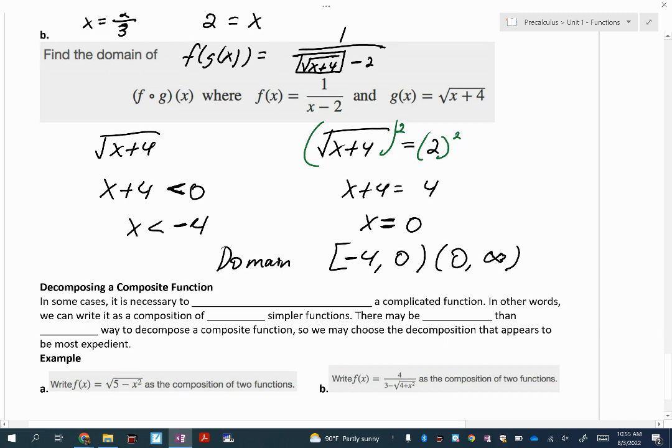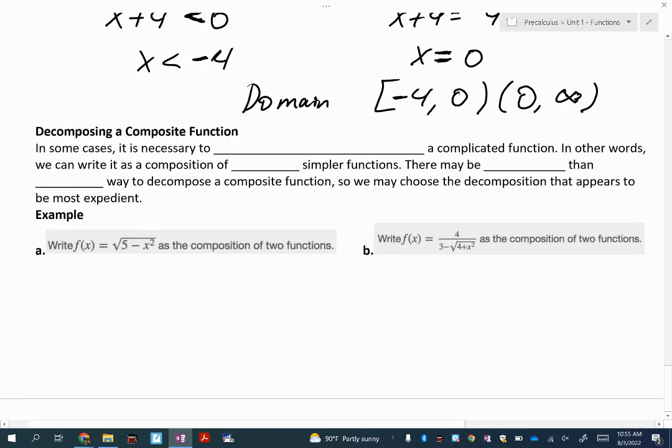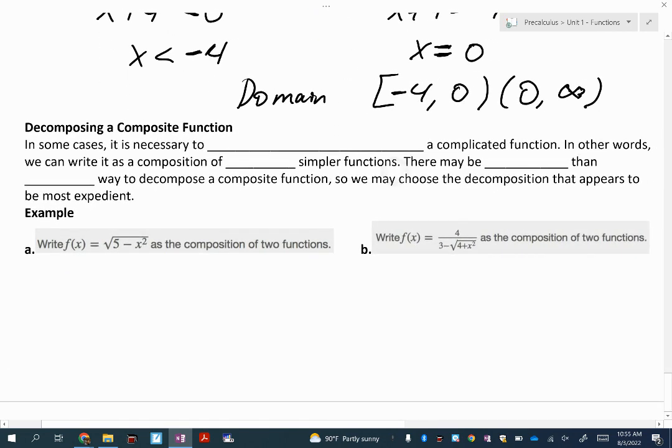All right, let's talk about decomposition, and then we'll be finished. Decomposition. In some cases, it is necessary to decompose, so kind of take apart a complicated function. In other words, we can write it as a composition of 2 simpler functions. There may be more than one way to decompose a function.